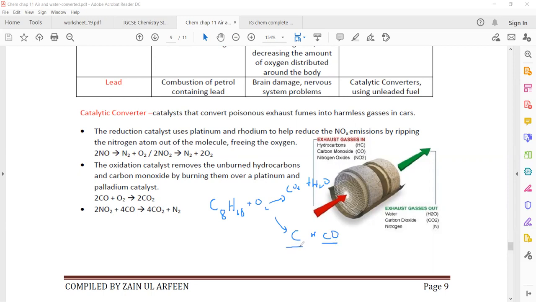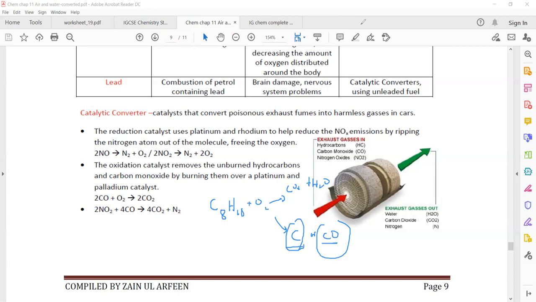Unburned carbon or carbon monoxide are harmful because they can make smog. Smog means it's a combination of smoke and fog. That's called smog. And carbon monoxide can cause suffocation. So it's harmful.